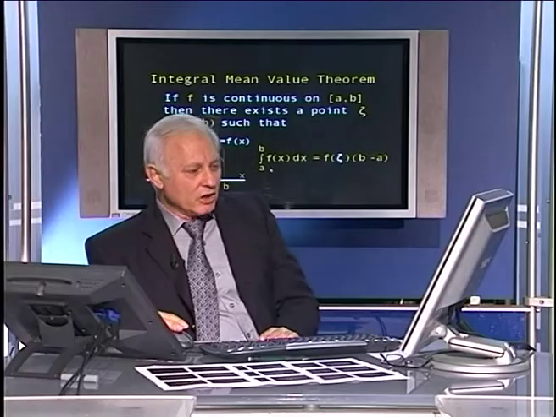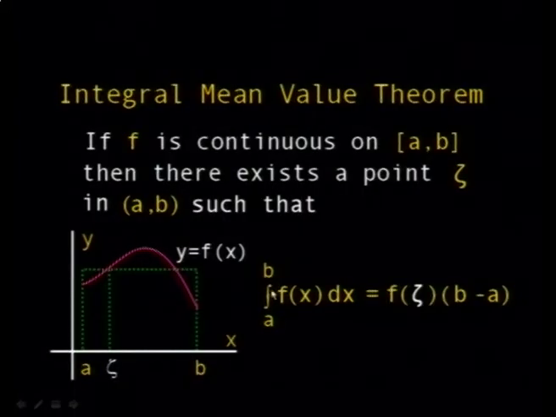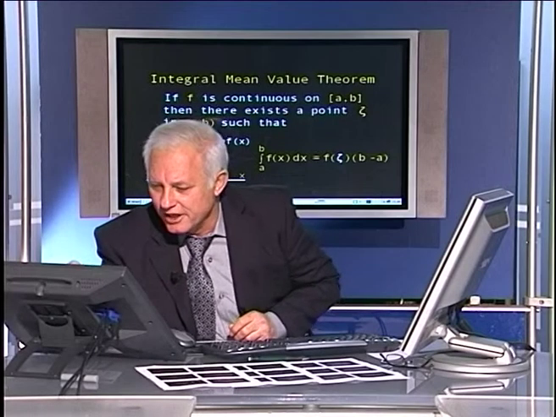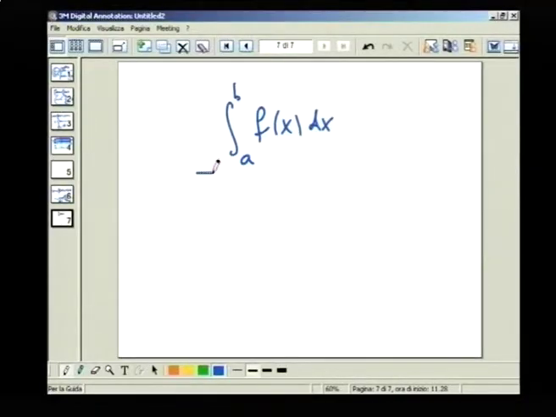It says that the integral from a to b of f of x dx must be equal to the base, the interval b minus a, times the value of the function at a particular point zeta. And actually, you can write this in a different way. We can say that the integral from a to b of f of x dx divided by b minus a is equal to f of zeta. So this theorem is important.